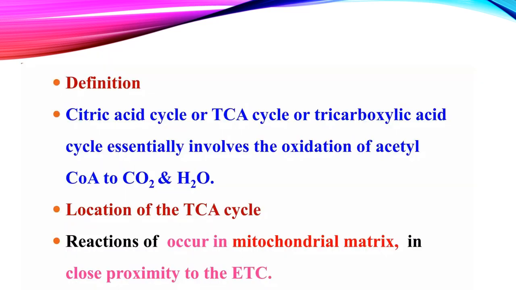The citric acid cycle is also known as the tricarboxylic acid cycle or the Krebs cycle. It is defined as the cycle which involves the oxidation of acetyl-CoA to carbon dioxide and water. This cycle occurs within the mitochondrial matrix. Even the conversion of pyruvate to acetyl-CoA also occurs within the mitochondria. The cycle occurs in close proximity to the electron transport chain, which also occurs within the mitochondrial matrix.